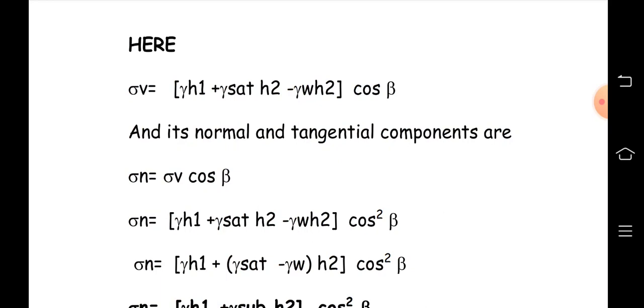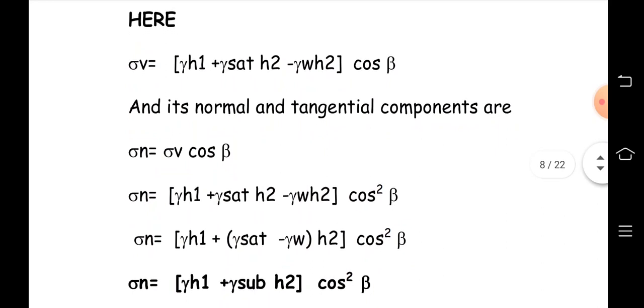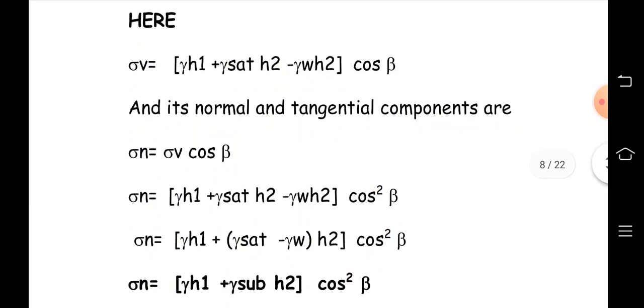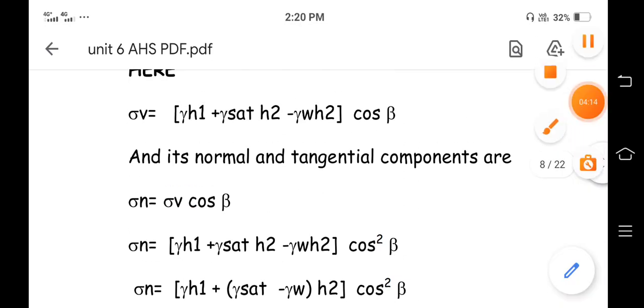In addition to that, we have to subtract the unit weight of the water, that is gamma w into h2, because water will be there, so we have to subtract it, that is gamma w into h2, into cos of beta. Its normal and tangential components are, so we know that sigma n equals sigma v into cos of beta. Okay, so if you put the value of sigma v into this formula of sigma n, what is the value of sigma v? So this is the value of sigma v.